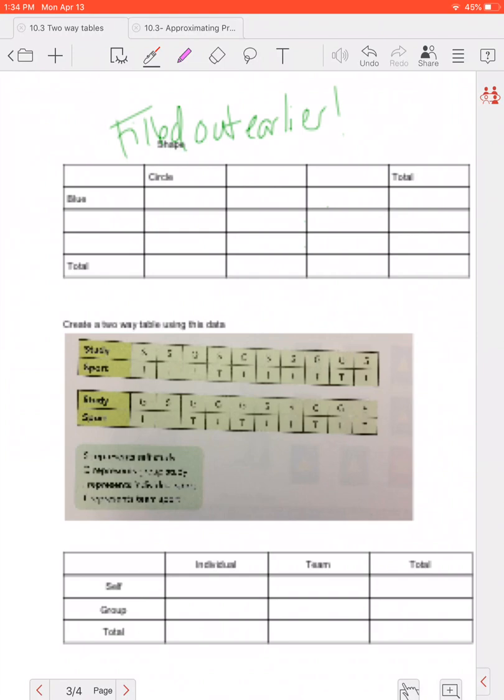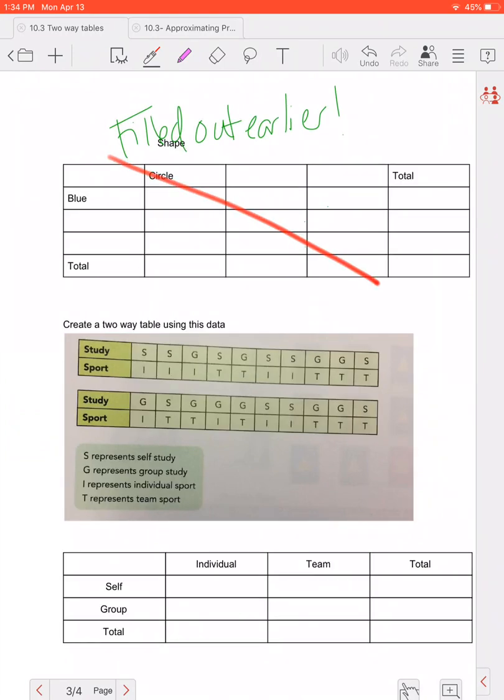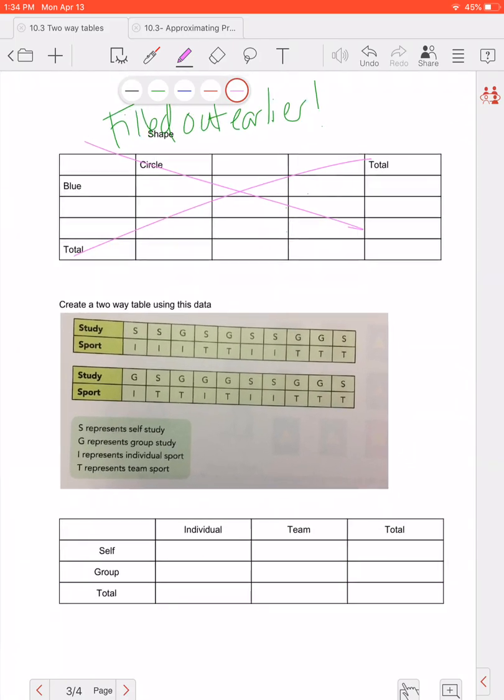Okay, let's go ahead and create another one. So this table has already been filled out. That's what I had on my other page. I just didn't want to have to keep flipping between pages.